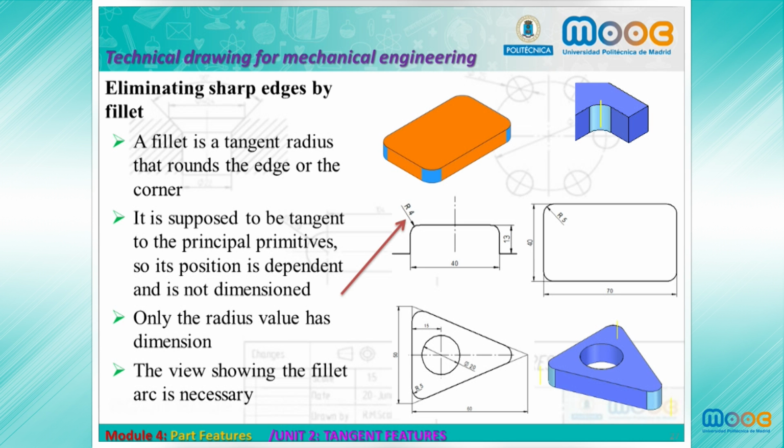Elimination of sharp edges by fillet. A fillet is a tangent radius that rounds the edge or the corner. It is supposed to be tangent to the principal primitives, so its position is dependent and it's not dimensioned. Only the value of the radius appears, that is the only free dimension in this case.